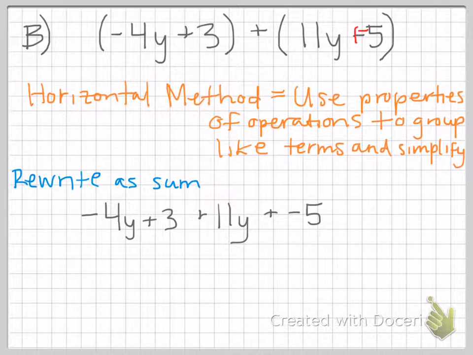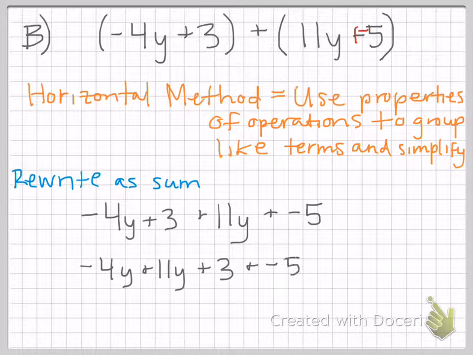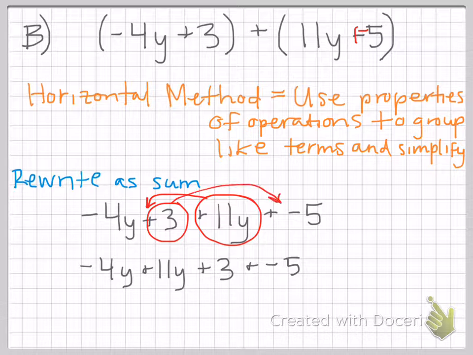Okay, now I'm going to use commutative property, which means that I can switch things around. Commutative property of addition. So of course, I'm going to want to group my y's together, and then I'm going to want to group my whole numbers together. So I have negative 4y plus 11y plus 3 plus negative 5. Does that make sense why I did that? I want to put them together so that it's easier for me to solve because, look, I just moved this guy over here and then I move this guy over here so that they can be close together.